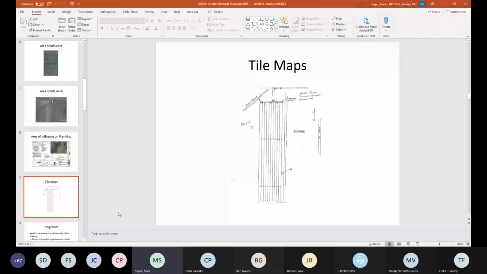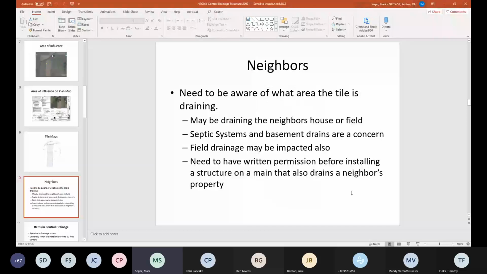Another thing these tile maps do is it leads us into our next point. We need to be aware of where these systems are, or what they are draining, what area of the field, because we could have a tile main that's running over to a neighbor. It could be draining the neighbor's house or field, and you'd be like, well, what's the concern there? Well, septic systems or basement drains could be connected to that system. We may also impact field drainage if it's flat enough, even if it isn't flat enough, and it's just a perception that the neighbor is seeing you block their drainage system.